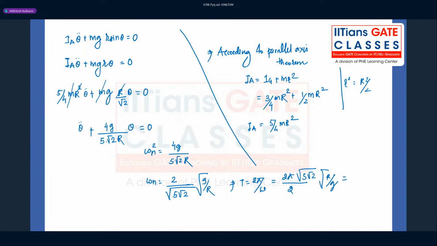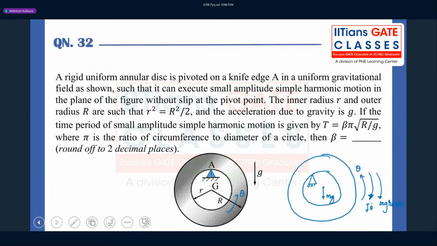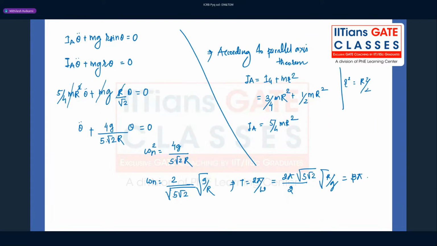And they have also given in the question that time period is beta pi under root of r by g. So r by g gets cancelled, pi gets cancelled, 2 will get cancelled. So beta will be equal to under root of 5 under root 2. And if you calculate, this will be approximately 2.66, because they are asking us to write up to 2 decimal places. Hence, the answer is 2.66. I hope it is clear.